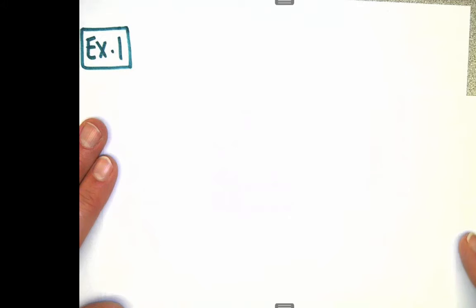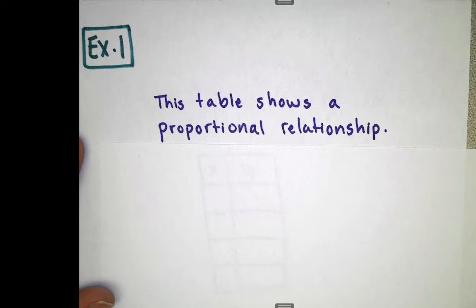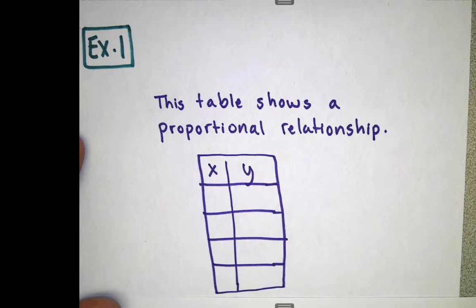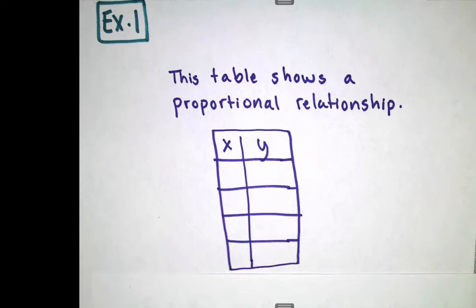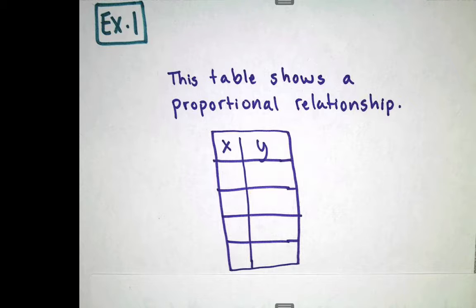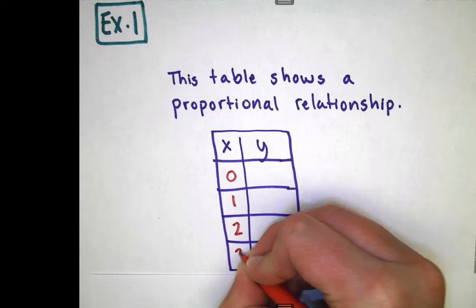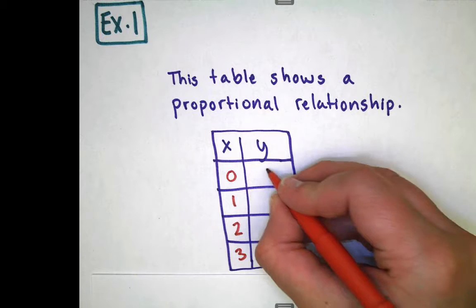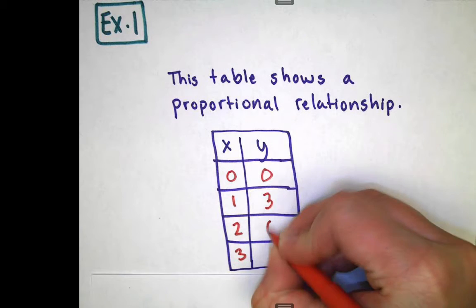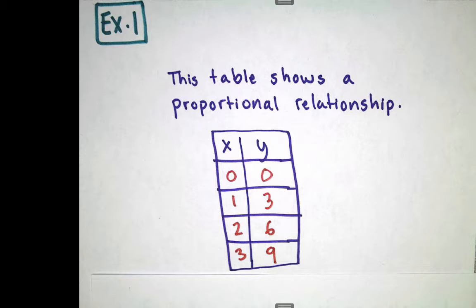So let's try our first example, example 1, and this is what we're going to write, example 1. Our question today is going to start with some information. So we're going to start with a table. This table shows a proportional relationship. Go ahead and pause the video if I'm going kind of fast and write that down and copy the table. And I'm going to put some numbers in this table. For x's, I'm going to go 0, 1, 2, 3. And for my y's, I'm going to go 0, 3, 6, 9. So those are our table numbers.